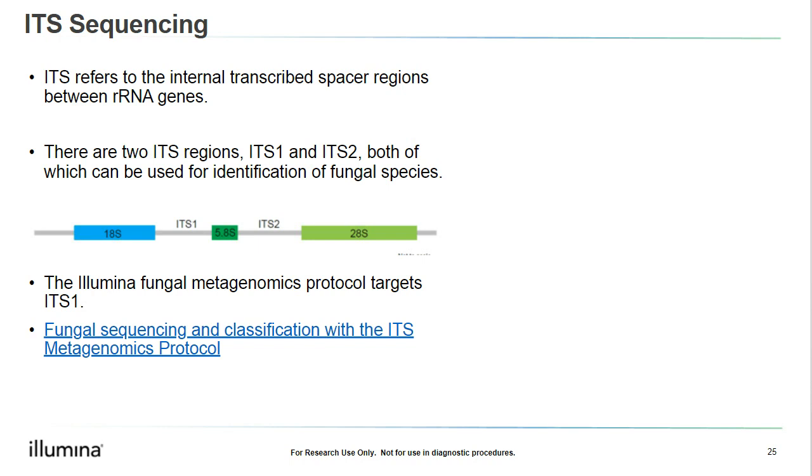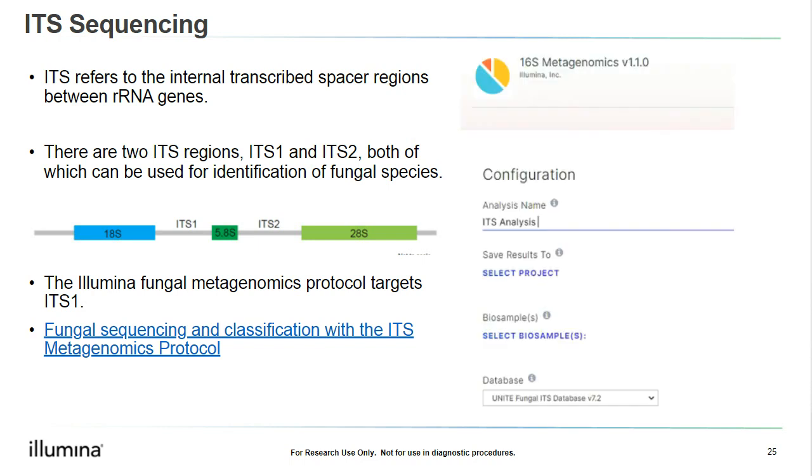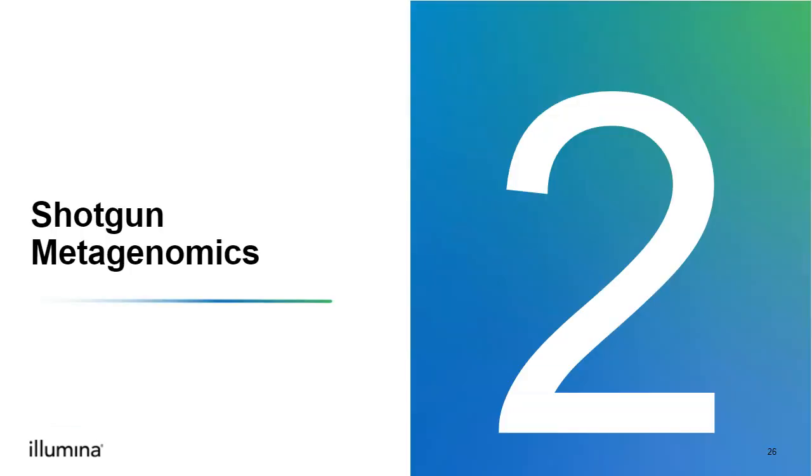Another option that I want to include here for data analysis is that you can also use the Metagenomics app on BaseSpace. As I mentioned before, you have the option to select the fungal ITS database for classification. Okay, so that was for the Metagenomics app on BaseSpace and how we analyze ribosome sequencing. Now, let's talk about the second approach in metagenomic study, which is shotgun metagenomics.